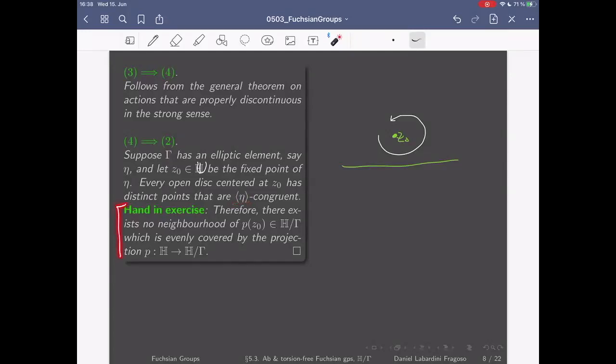And then you're supposed to finish the argument by showing that this implies that there cannot exist a neighborhood of this point, the projection of this fixed point in the quotient, which is evenly covered by this projection map. Okay, so that's the exercise, also a hand-in exercise.